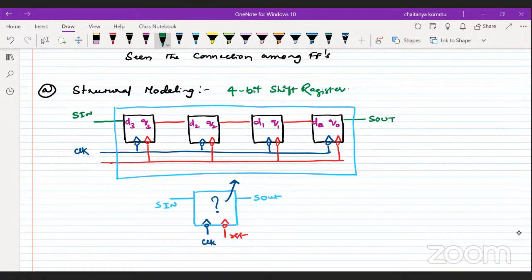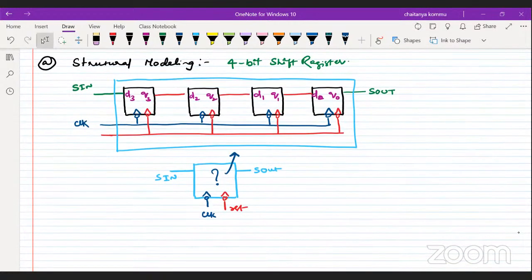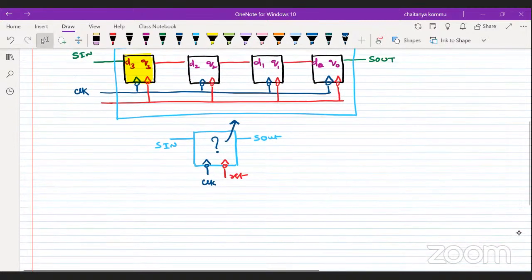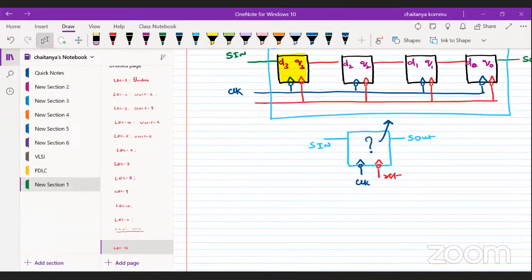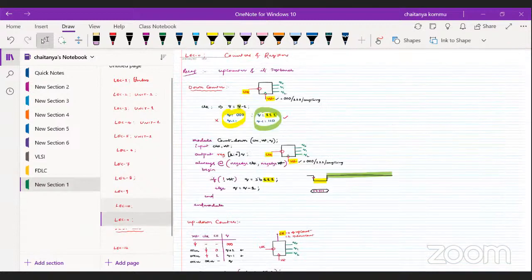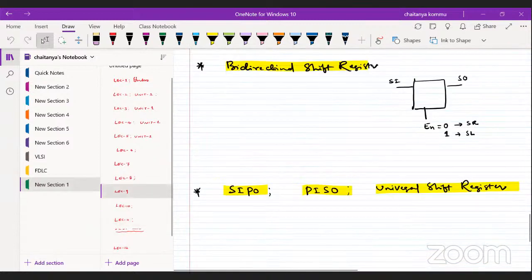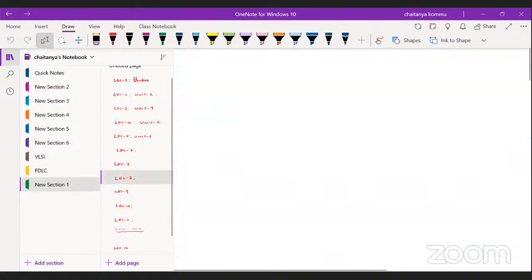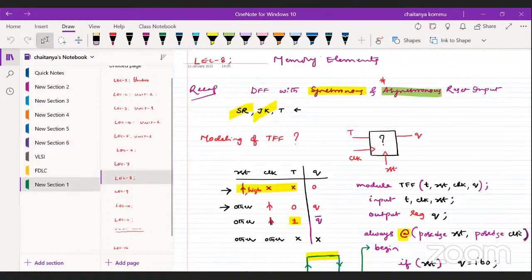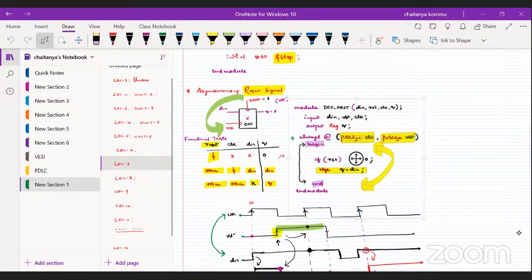So we know very well about structural modeling. What the structural modeling says is that if you want to write the structural modeling, it uses the same type of D flip-flop. What is the D flip-flop we have seen? So let us copy from the previous classes the D flip-flop where I have written the memory element D flip-flop. Yes, this is it.